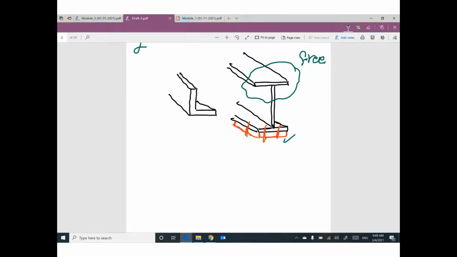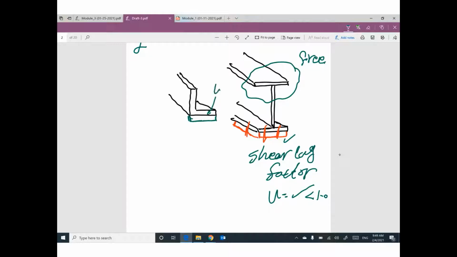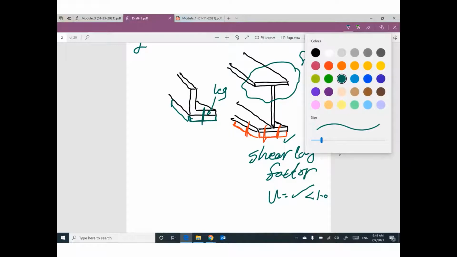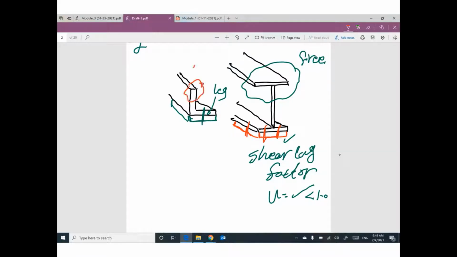So we have something called shear lag. The shear lag factor is U. So we have a value here smaller than 1. For this angle, probably we will connect this leg only with this gusset plate. That means the remaining leg is free. So we have the effect of shear lag. That means we have U as a shear lag factor smaller than 1.